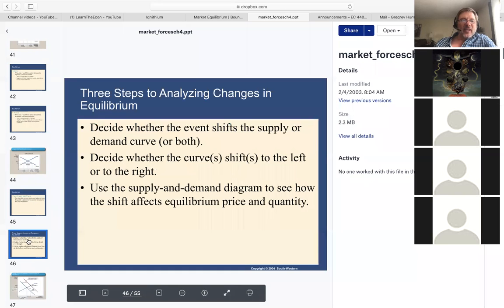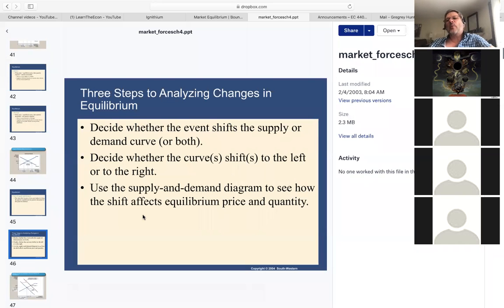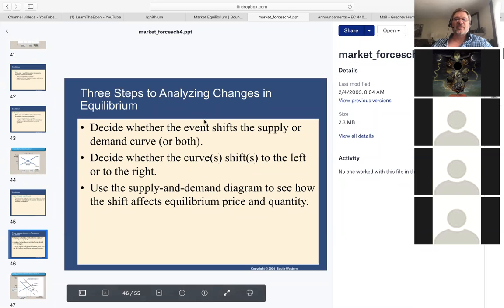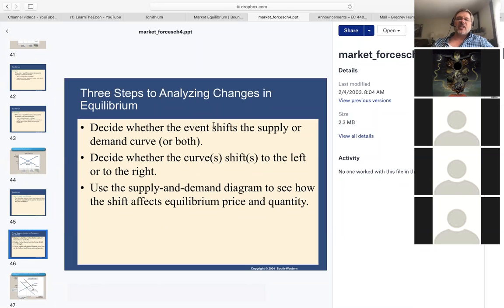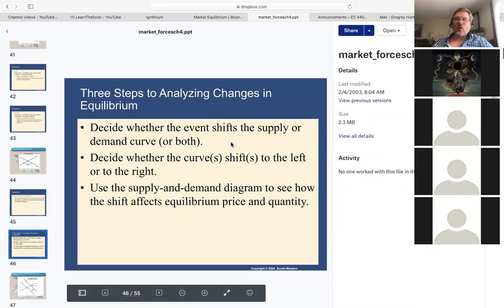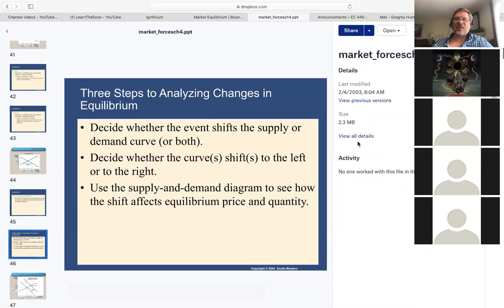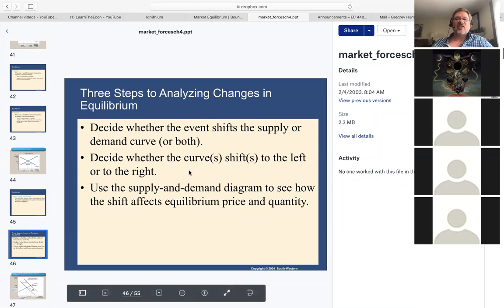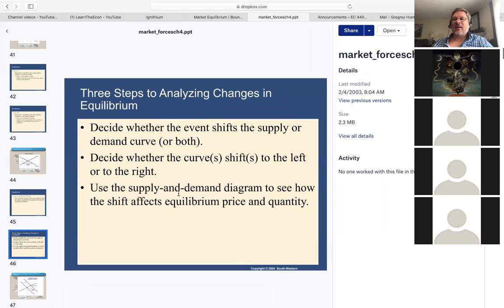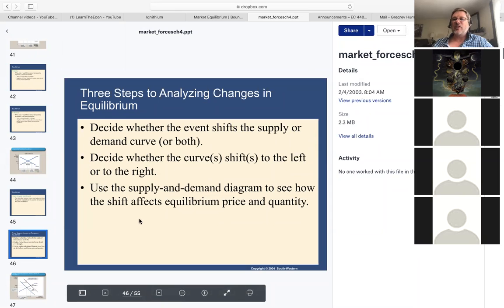Let's move on. Okay, so now we want to talk about how we can get a change in equilibrium. And so normally what happens is there's this 3-step process. You're going to be confronted with a situation where either the demand or the supply curve is going to shift. Sometimes both are shifting, but that's pretty rare. Normally, you just have one shift at a time. And so then you have to decide whether the curve is going to shift to the left or to the right. And then you can use that shifted curve to find a new equilibrium.